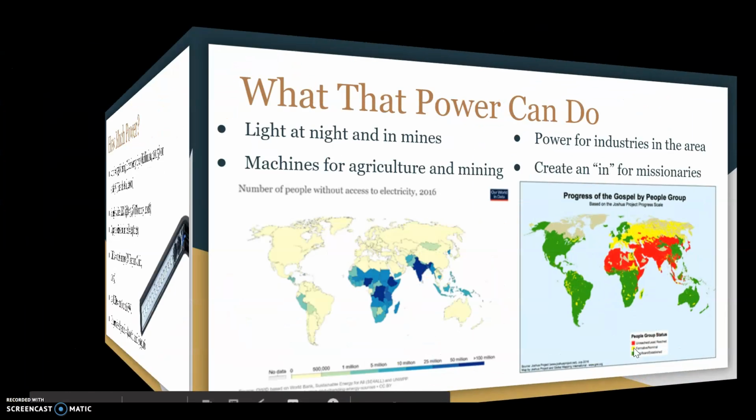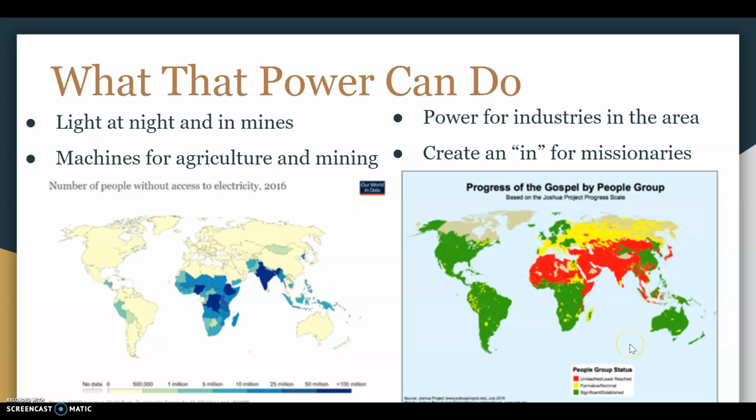Now, what can we do with that power, that electricity? We can provide light at night in mines for these people, and there is a bit of overlap between the people who have no access to electricity and people who have not been able to have the gospel shared with them, especially in this India region. So this creates an in for missionaries.